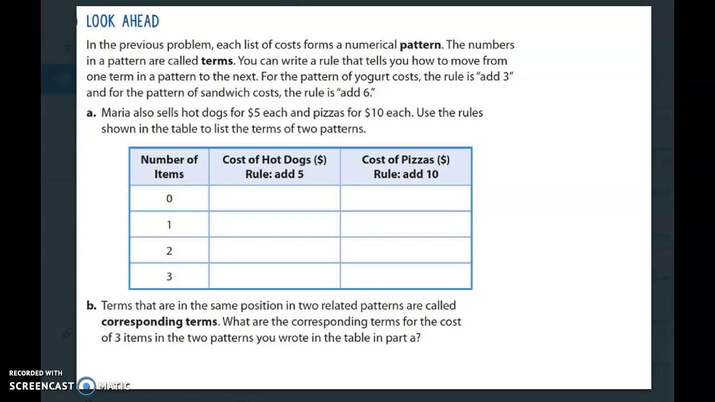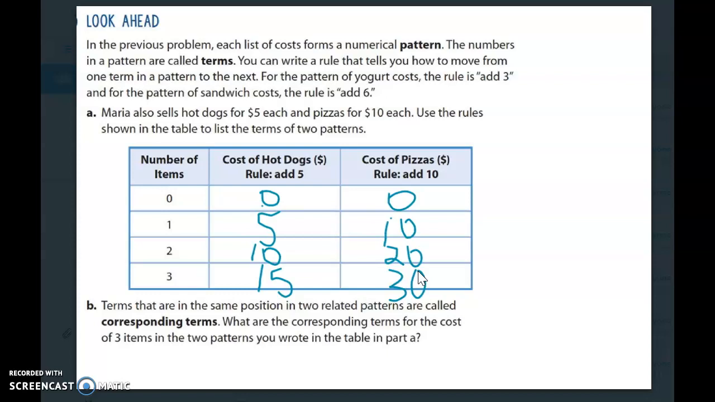We have 0. Well, if we don't have anything, we know that we're obviously starting at 0 and 0. So now I'm going to go ahead and add 5, right? And then the next one would be 10 because I'm adding 5, and then 15. And then I would do 10, 20, 30, okay?